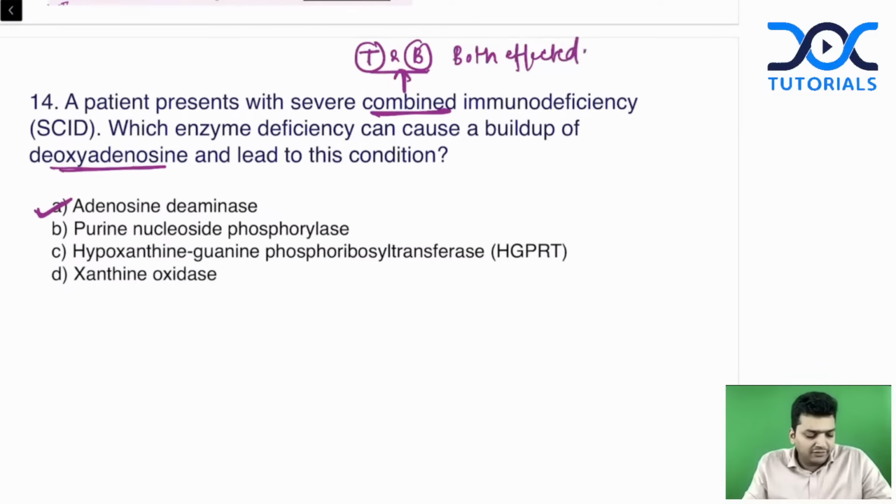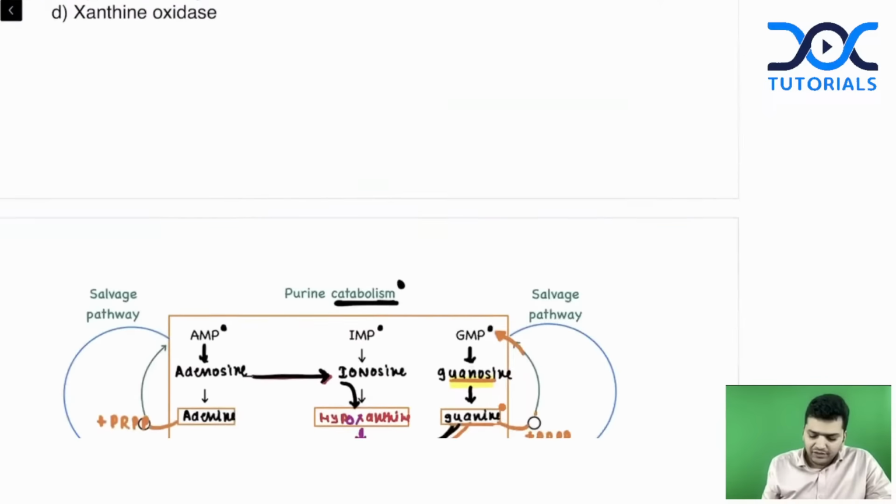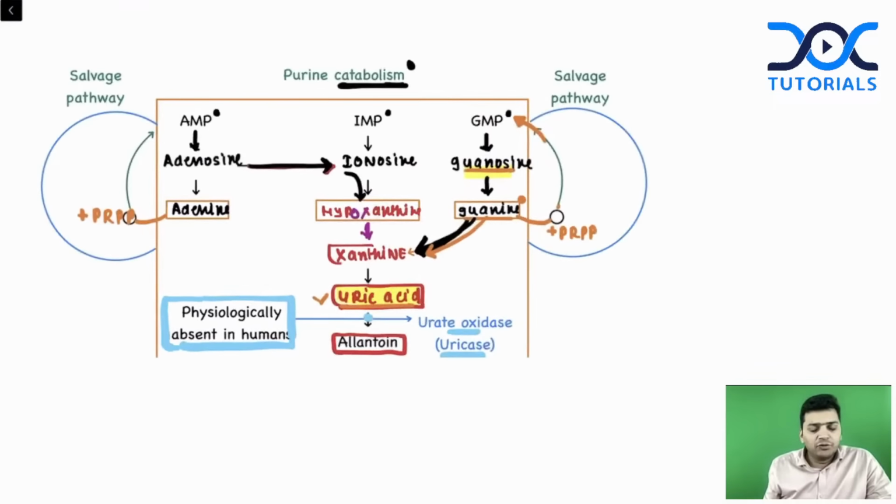T and B both are affected. Yes, rightly said, Chandran. It's T and B both are affected. Yes, here we have discussed the purine catabolism pathway. Do you remember? Adenosine deaminase was here.